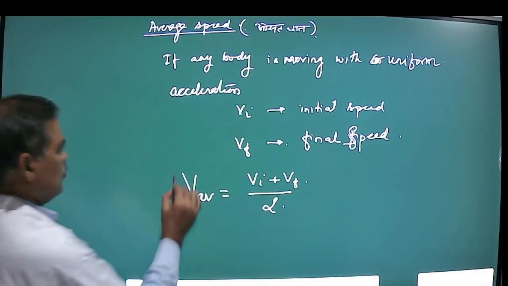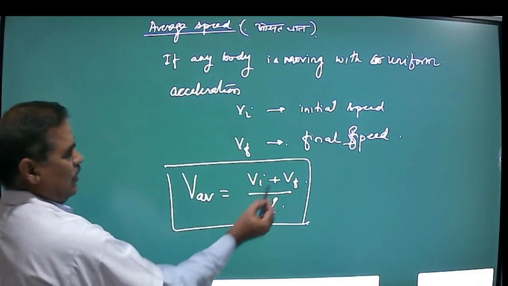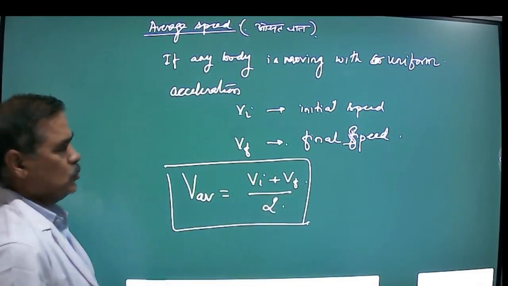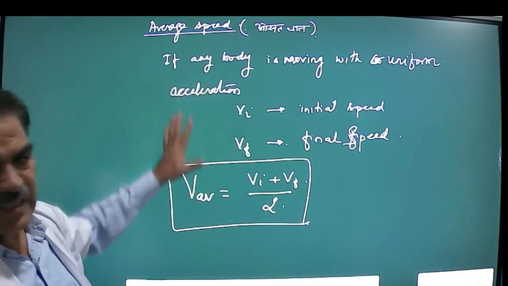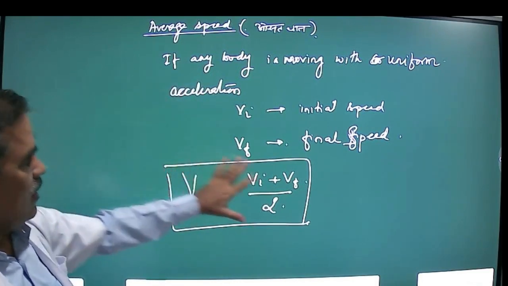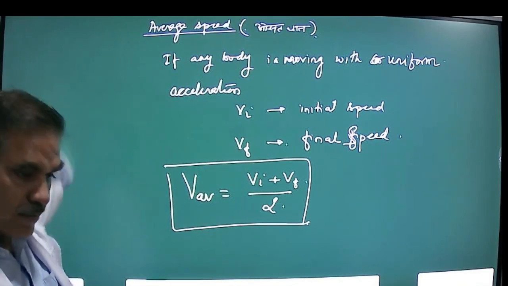So V average will be equal to this one. Average speed will be (Vi + Vf) divided by 2. Yeah, this is the formula for constant acceleration. In uniform acceleration, you can give the average speed this way.